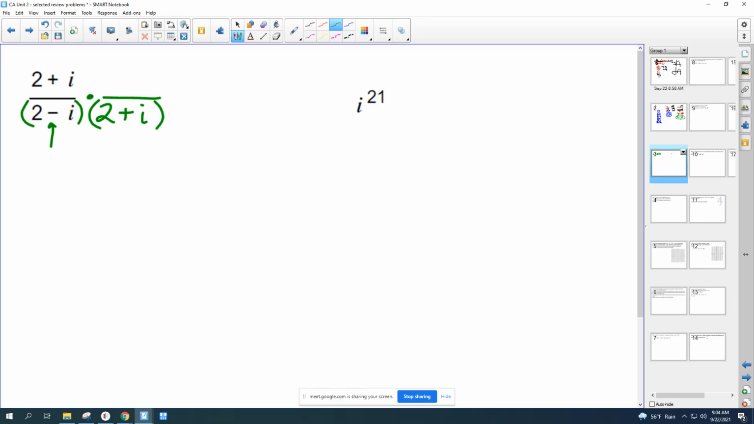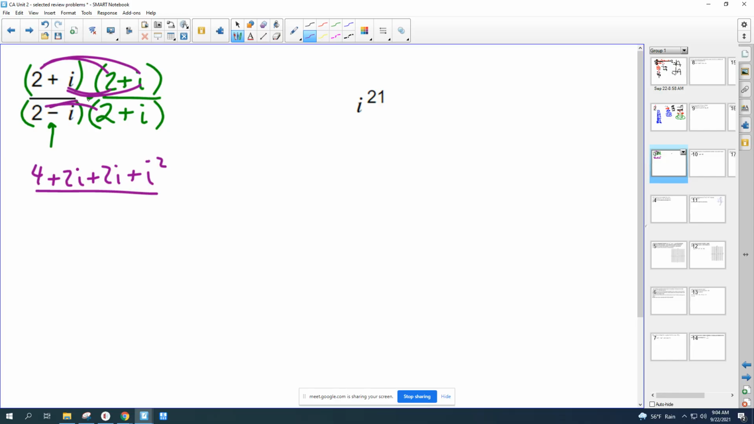It's kind of a coincidence that it matches what's on the top. The top could be anything. I don't really care about the top. But what I've just done is I've multiplied by a very special form of 1. Multiplying by 1 doesn't change the value. Now you just need to do a whole lot of distributive property. So I'm going to distribute, and I get 4 plus 2i, and then I distribute, plus 2i plus i squared.